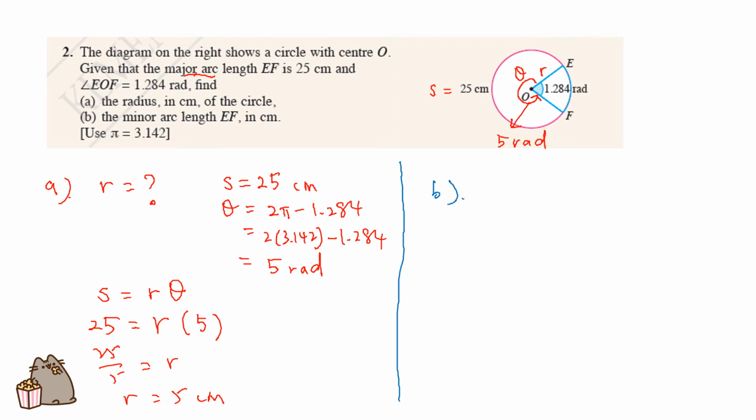Okay, B. The minor arc length EF. The keyword is minor arc length. So now what is the S here? Since we are asked to find this, the S for the major one is 25. Now we want the minor one. What is the S for the minor one?